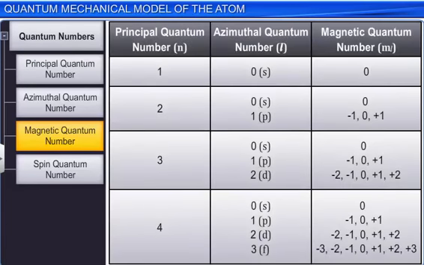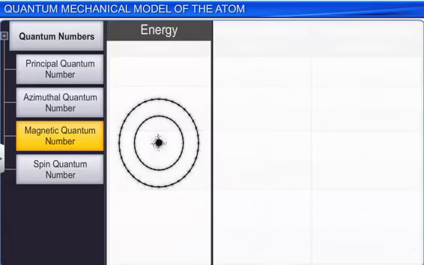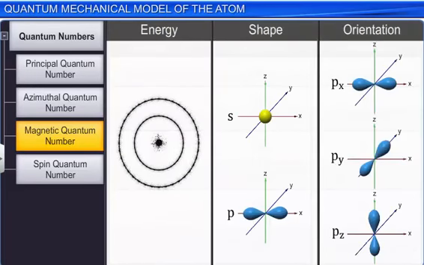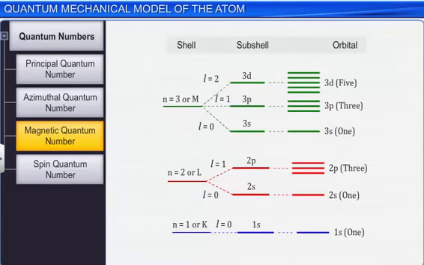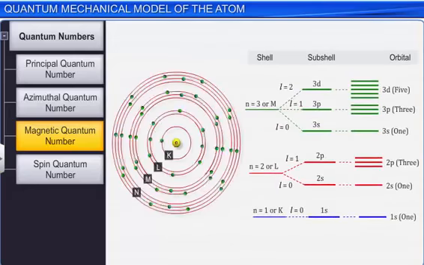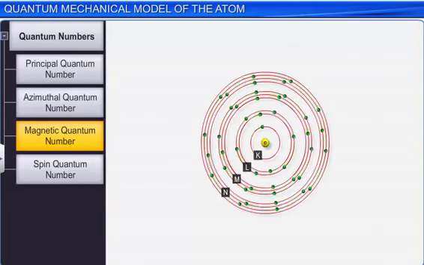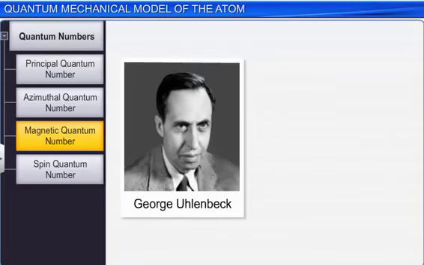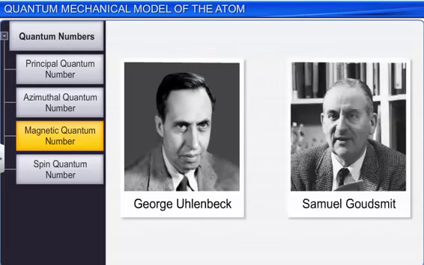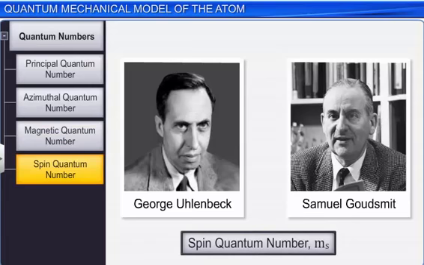Thus, the 3 quantum numbers can very well define the energy, shape and orientation of atomic orbitals. However, these quantum numbers fail to explain the presence of closely spaced lines, doublets or triplets in the atomic spectra of multi-electron atoms. To explain these lines, in the year 1925, George Uhlenbeck and Samuel Goudsmit introduced the 4th quantum number called the electron spin quantum number or ms.